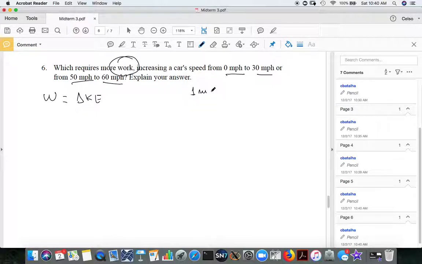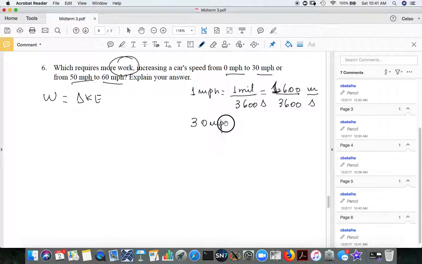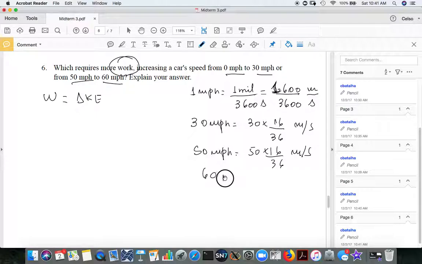So 1 mile per hour is 1 mile over this many seconds, right? And 1 mile is somewhere around 1600 meters, and then you have a conversion factor here. Which means 30 miles per hour is the equivalent of 30 times this conversion factor, in meters per second. And 50 miles per hour is 50 times this conversion factor. And 60 miles per hour is 60 times the same conversion factor.